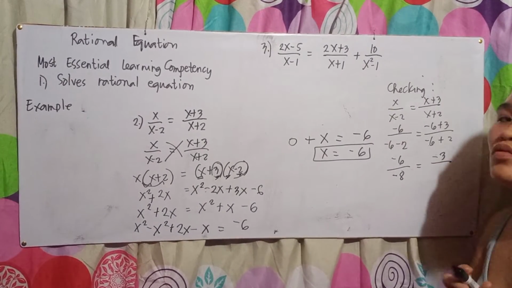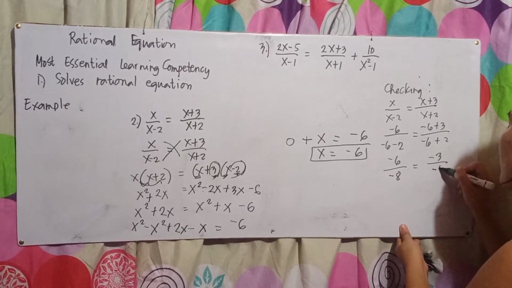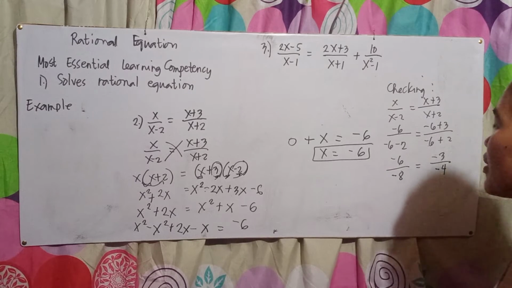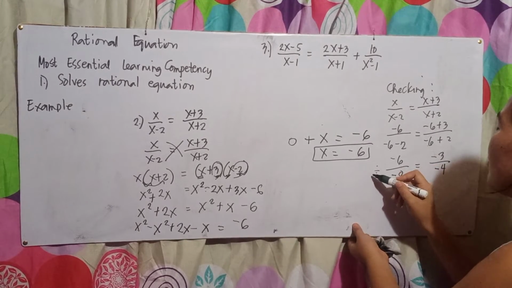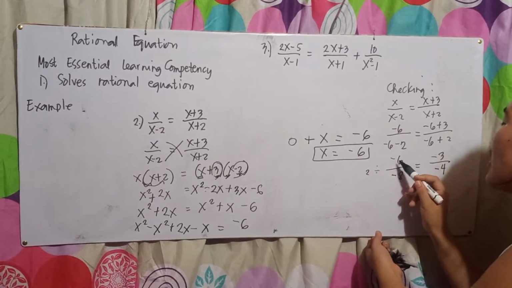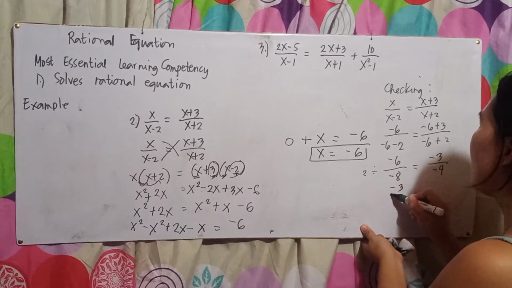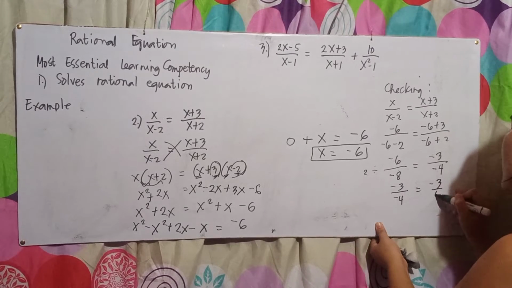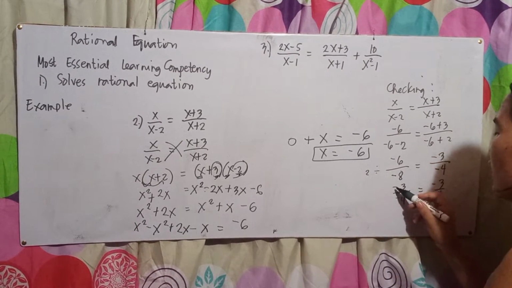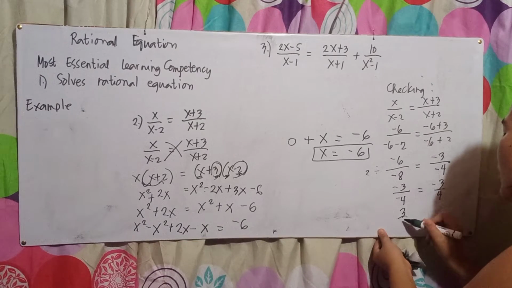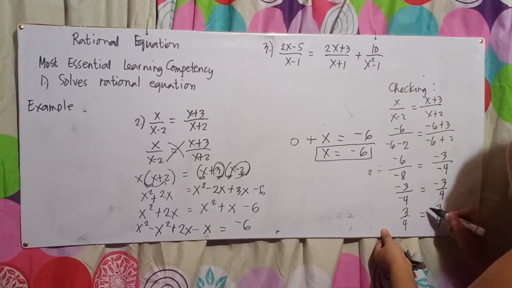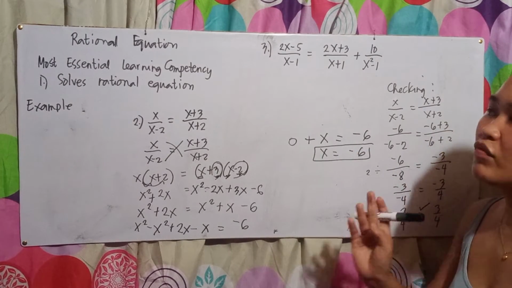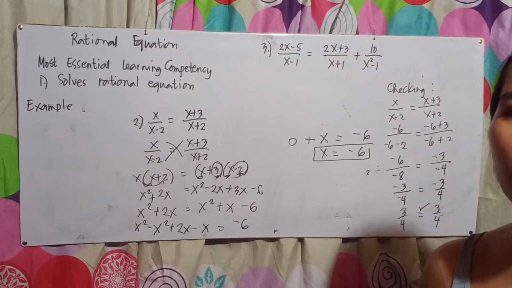So, negative 6 plus 2. So, unlike sign man sila. So, negative 4. So, negative 6 over 8. So, i-reduce to lowest term. Same man na silang duha. Diba? Ma-divide man na sila sa 2. Negative 6 divide 2 is negative 3. Negative 8 divide 2 is negative 4. So, negative divide negative is positive. So, positive 3/4, positive 3/4. So, nag-equal. So, therefore, tama ito ang answer na x equals negative 6. So, next, let's proceed to example 3.